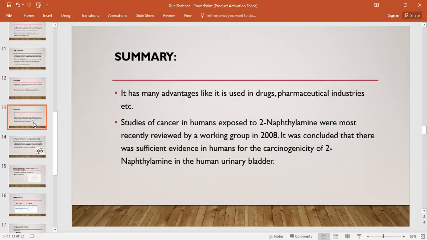Now we have the summary. It has many advantages, like it is used in drugs, the pharmaceutical industry, etc. Studies of cancer in humans exposed to 2-naphthylamine were most recently reviewed by a working group in 2008. It was concluded that there was sufficient evidence in humans for the carcinogenicity of 2-naphthylamine in the human urinary bladder.